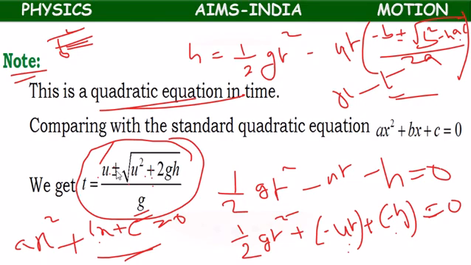Because here we are having plus or minus, if you keep plus, one value will come. If you keep minus, one value will come. One value will be positive, one value will be negative. Time will never be negative. So positive value will be our answer. While solving problems, we can use this equation, and there you will get the clarity, children. Okay, children, this is for time.